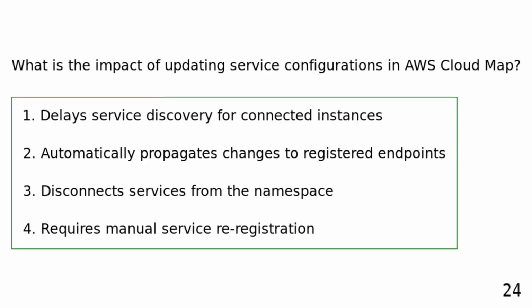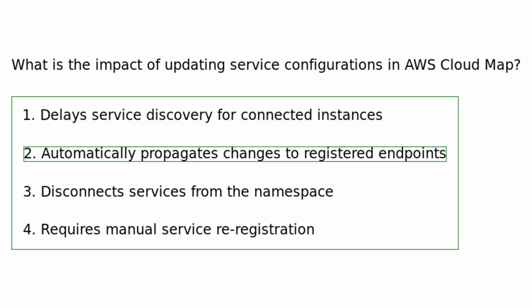What is the impact of updating service configurations in AWS Cloud Map? Delays service discovery for connected instances. Automatically propagates changes to registered endpoints. Disconnects services from the namespace. Requires manual service re-registration. Updating service configurations in AWS Cloud Map automatically propagates changes to registered endpoints, ensuring that service discovery information remains up-to-date and accessible for connected instances within the environment.